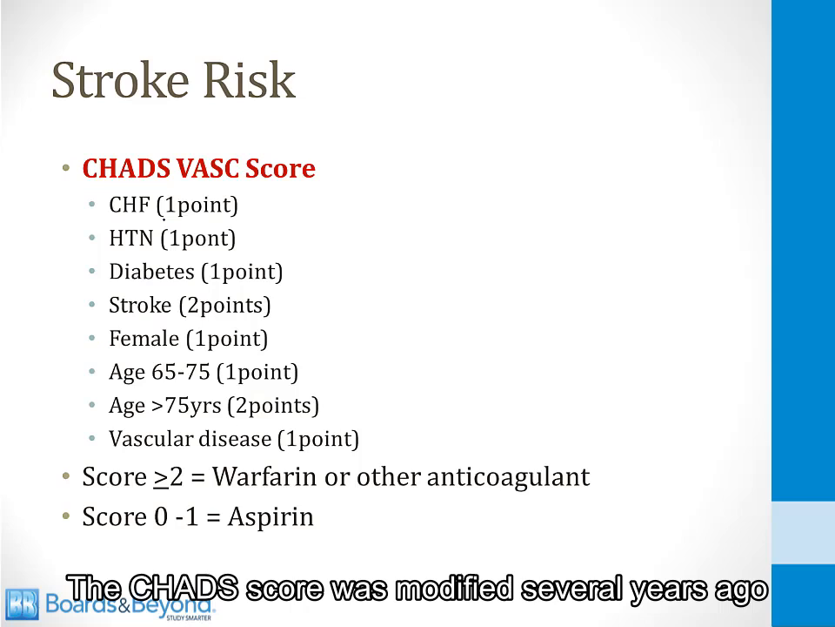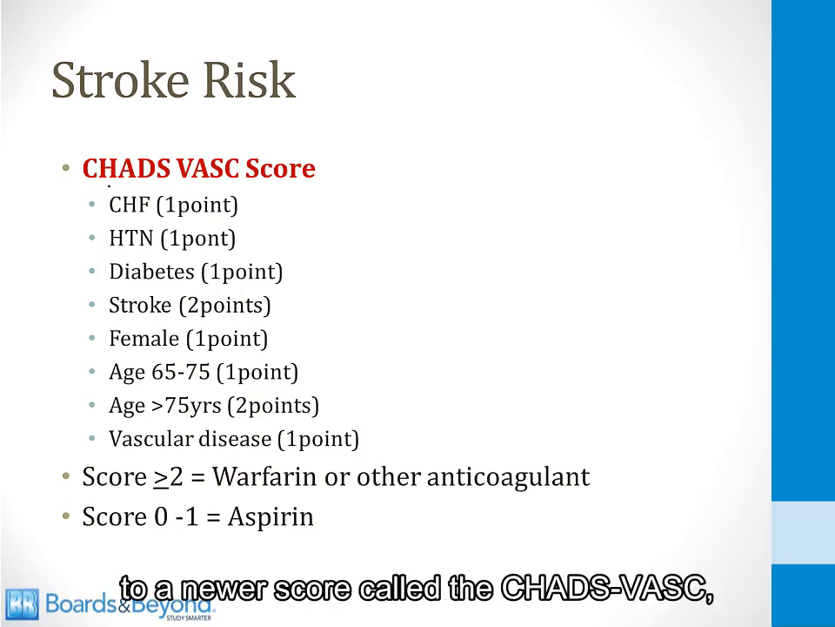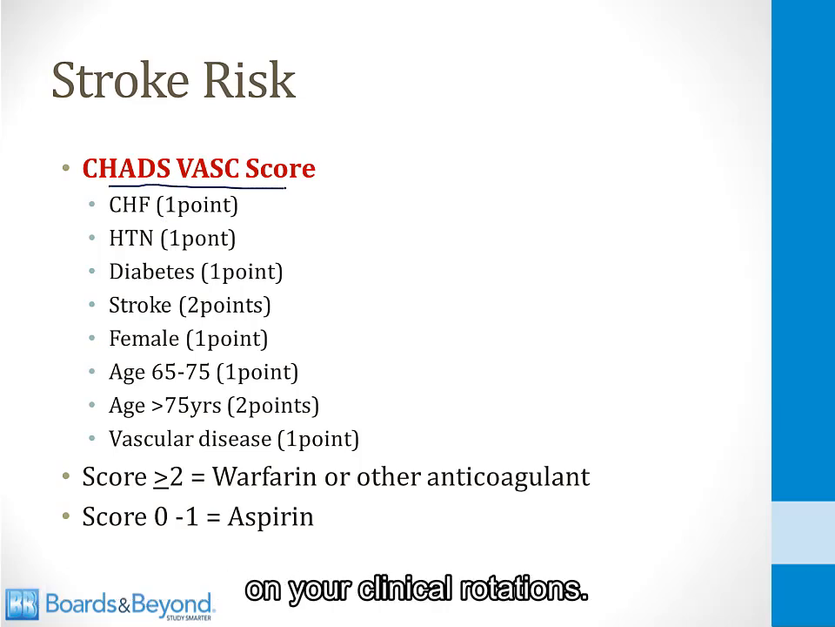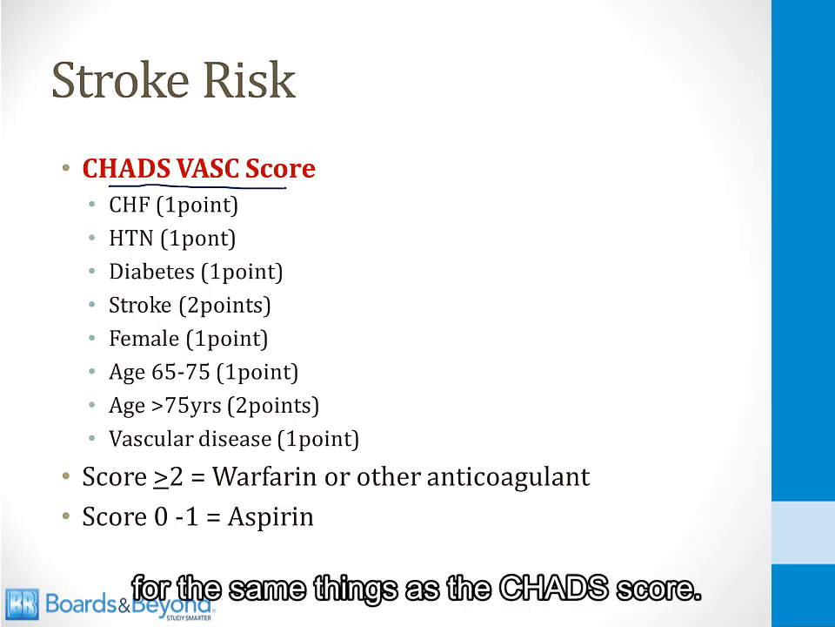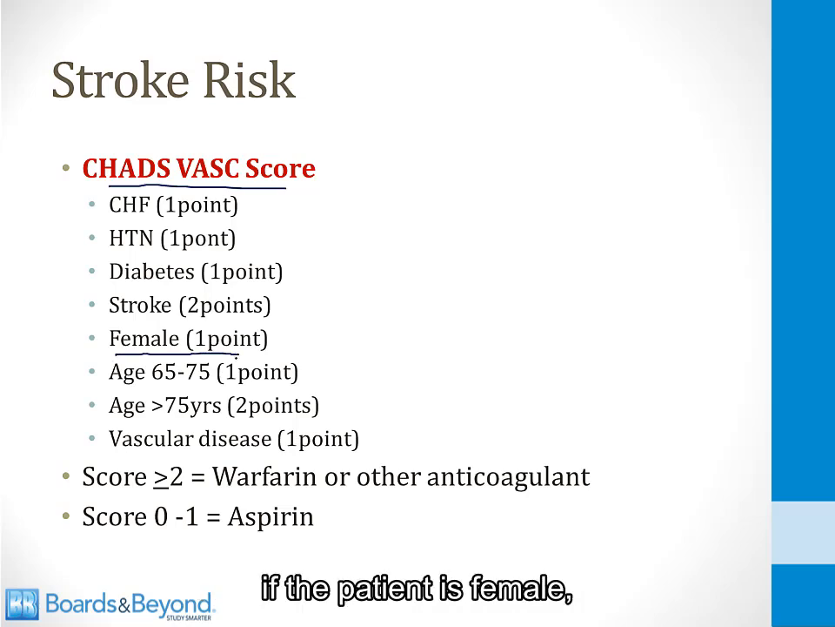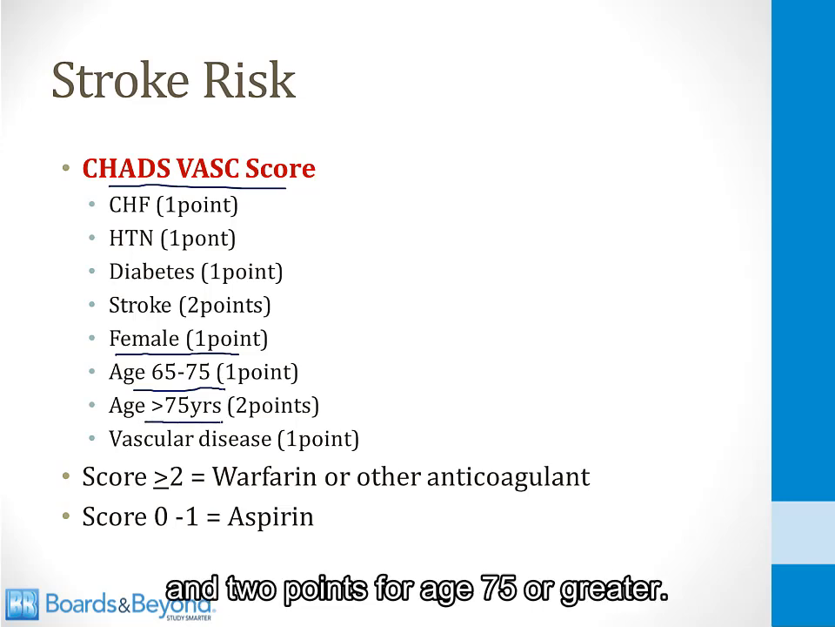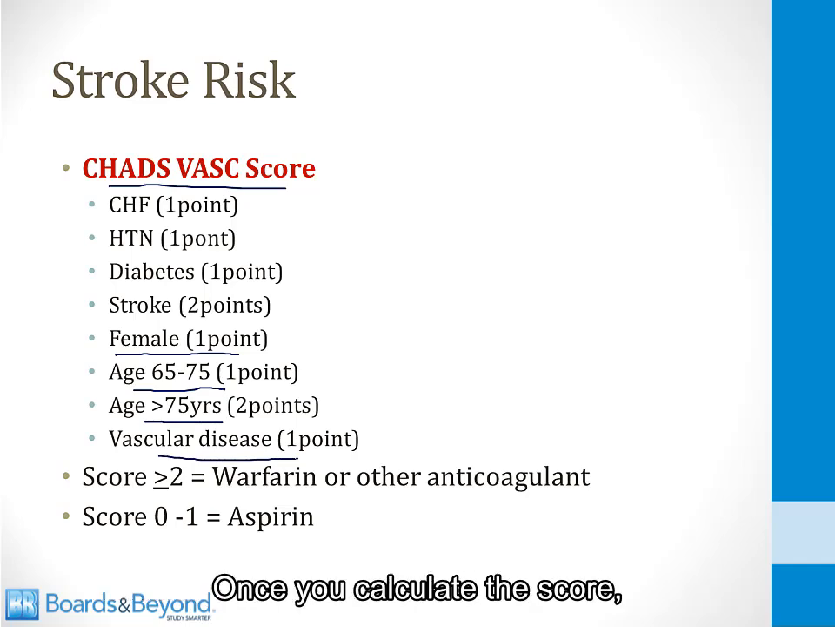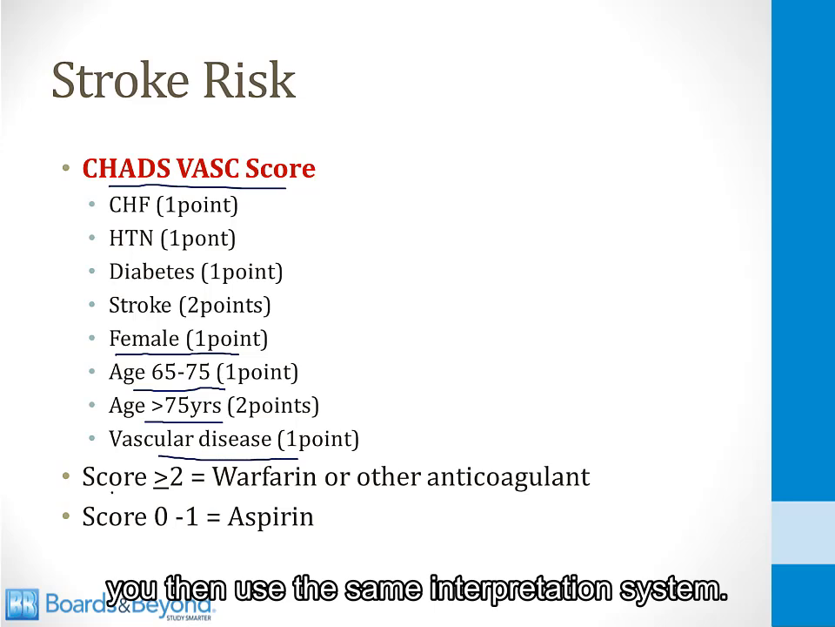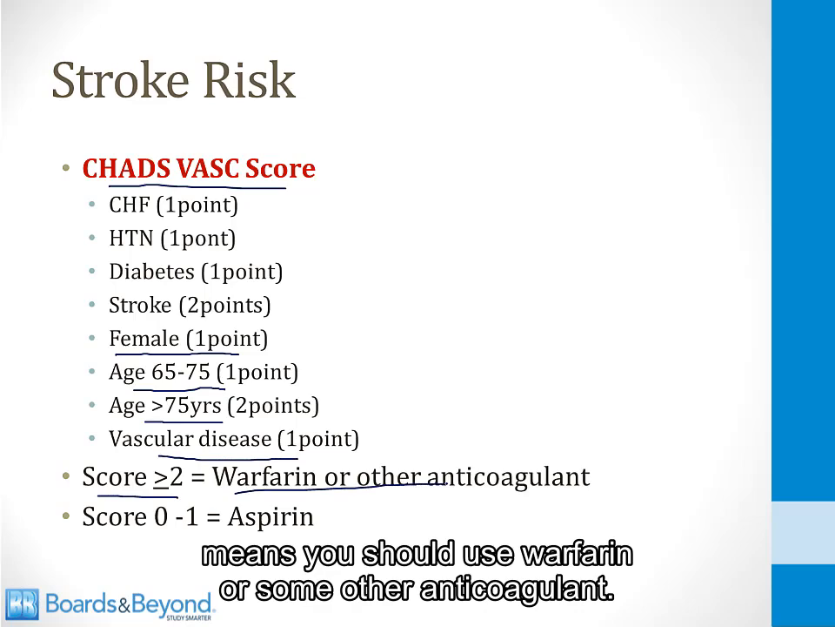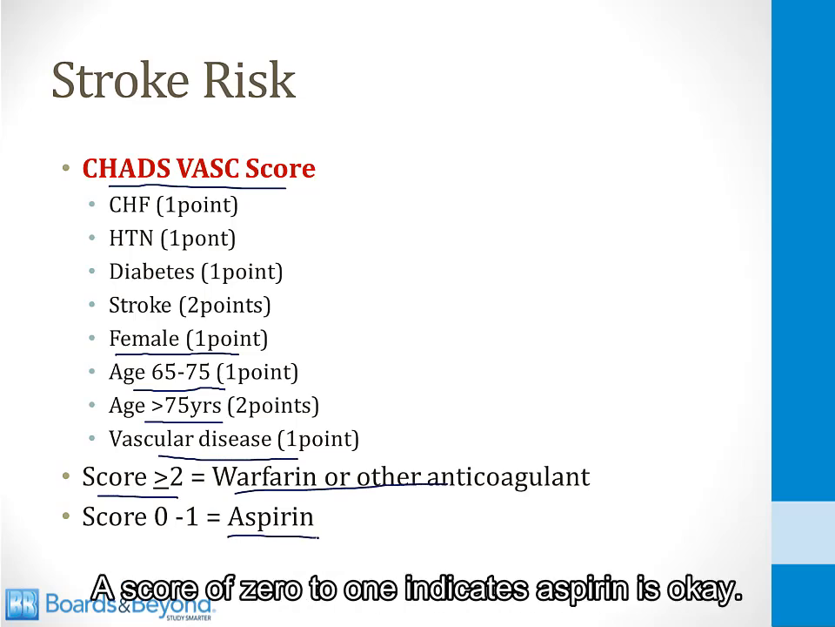The CHADS score was modified several years ago to a newer score called the CHADS-VASc, which is probably what you will most commonly see used on your clinical rotations. This score gives a patient a point for the same things as the CHADS score. However, it also gives 1 point if the patient is female. It gives 1 point for age 65 to 75 and 2 points for age 75 or greater. And finally, it gives 1 point for vascular disease. Once you calculate the score, you then use the same interpretation system. A score greater than or equal to 2 means you should use warfarin or some other anticoagulant. A score of 0 to 1 indicates aspirin is okay.